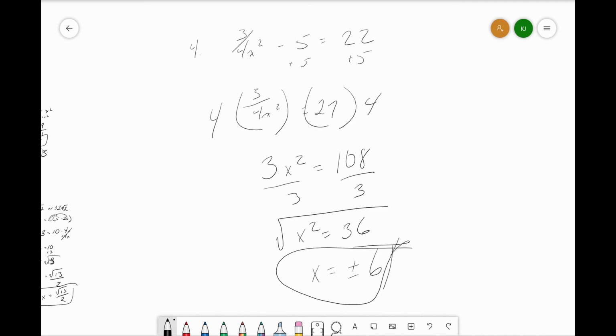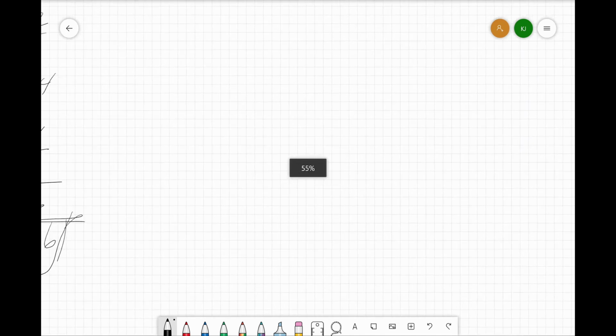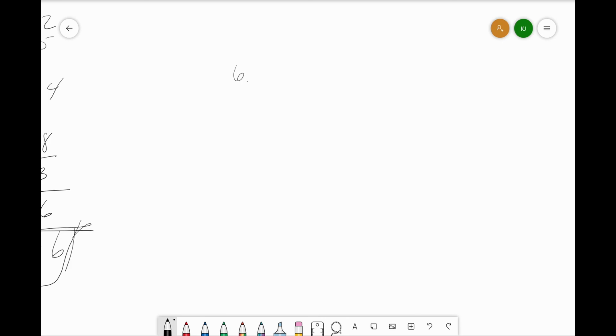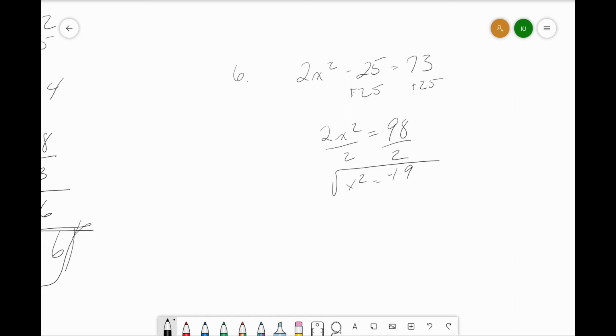Alright. Let's do question 6 as well. We have 2x squared minus 25 equal to 73. The first thing we're going to do is add 25 to both sides. So 2x squared is now equal to 98. From there we can divide by 2. x squared is equal to 49. Square root both of them. So x is now equal to positive or negative 7.